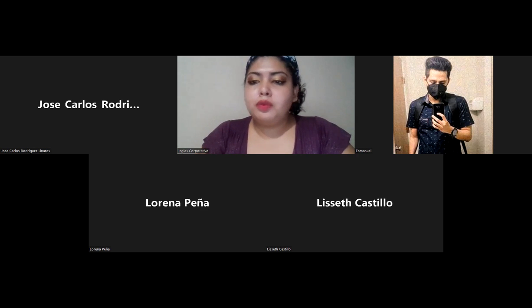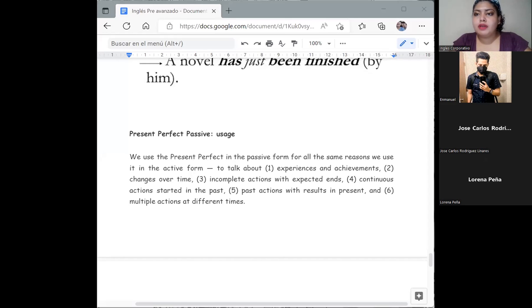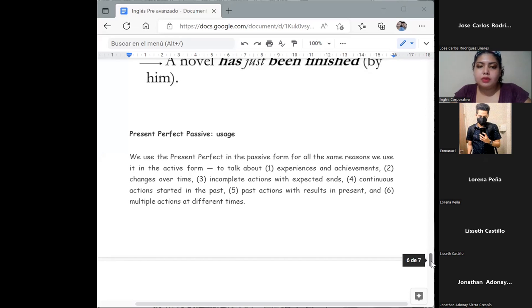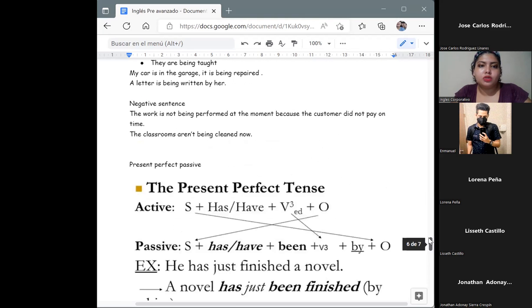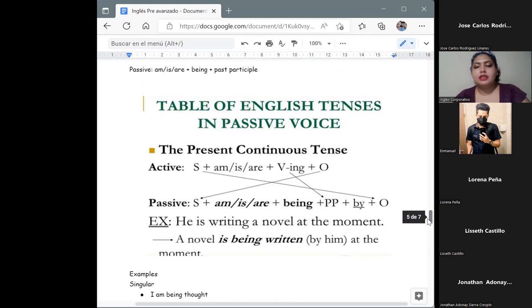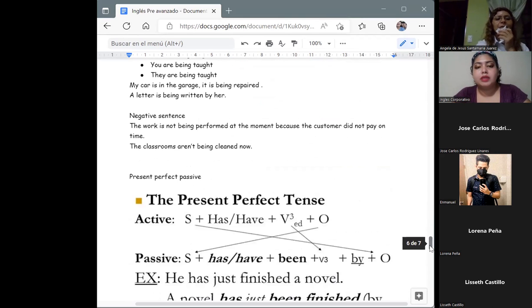Okay, we are going to begin with this session, making a little review of the topics that we were developing yesterday. We were talking about some structures that we can use in English. And in this case, we were seeing these structures that are the English tenses in passive voice. And in this case, we have the present continuous tense, and also we have the present perfect tense.